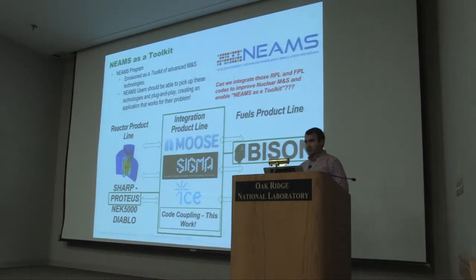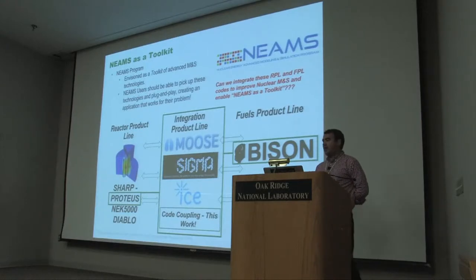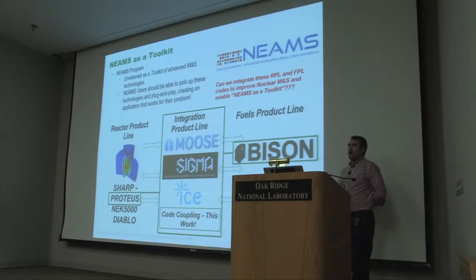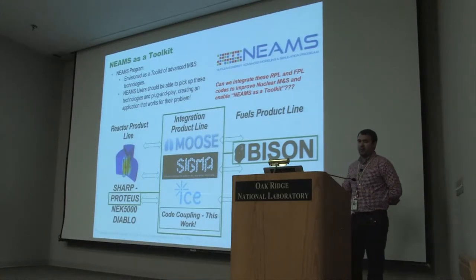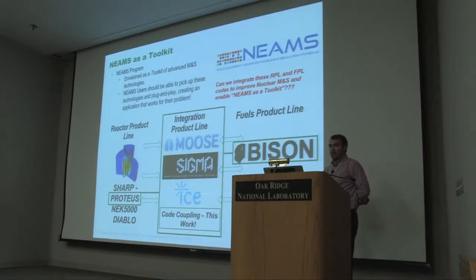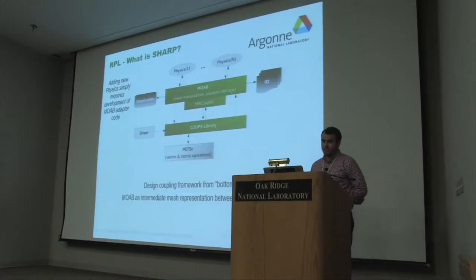We have Moose, which I said is multi-object oriented simulation environment. It's a framework for building physics codes based off the finite element method. Sigma provides a bunch of tools like a MOAB mesh format, mesh library, reactor geometry generator, and stuff like that. We have ICE, which we develop here as part of my team. The integrated computational environment that provides a workbench to enable users to efficiently use these tools. And then we have what I'm trying to do this year in this work, okay? Which will try to really bridge the gap between the reactor product line and the fuels product line, okay?